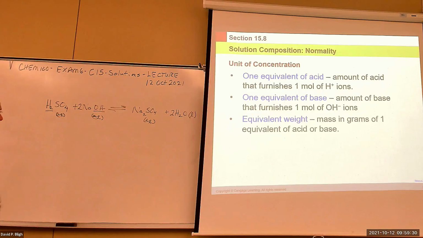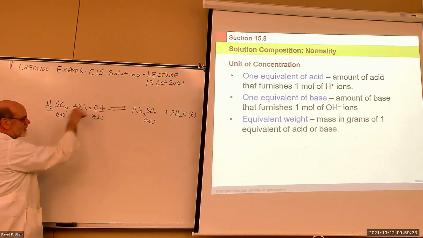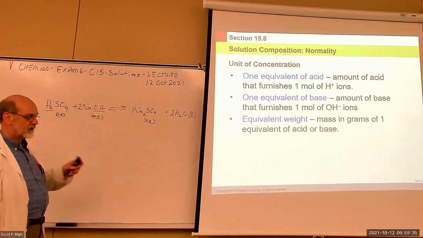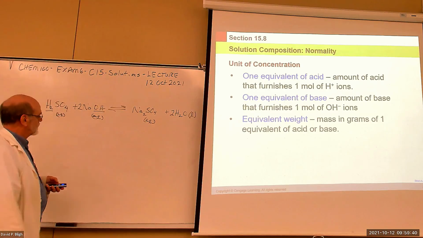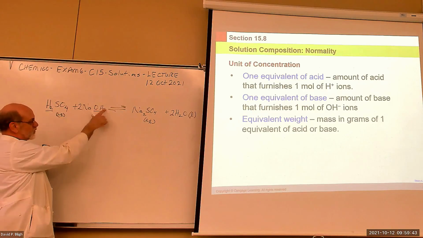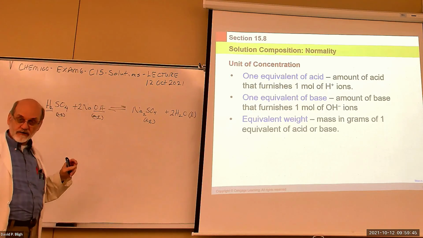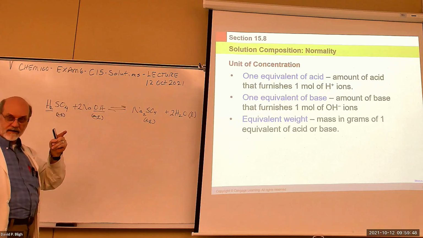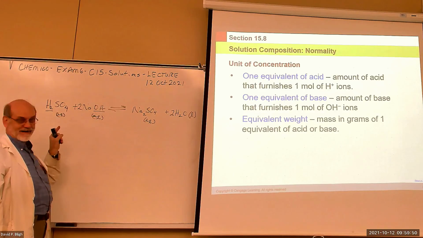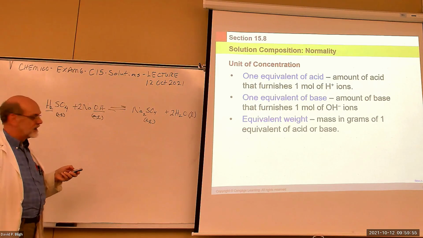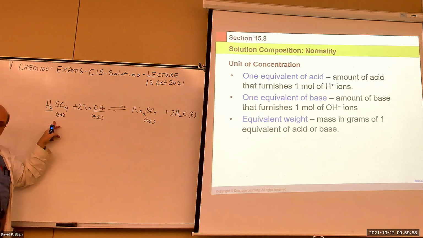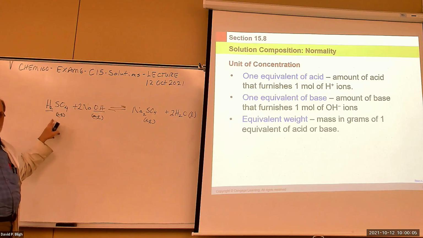The equivalent weight is the mass that's required to make 1 equivalent of an acid or a base. So that would be the molar mass for this one. What's the molar mass of sodium hydroxide? Because it's 1 equivalent per mole. So the molar mass of that would be the equivalent weight. But for this one, since sulfuric acid makes 2 hydrogens for each mole, then its equivalent weight would be half of its molar mass.